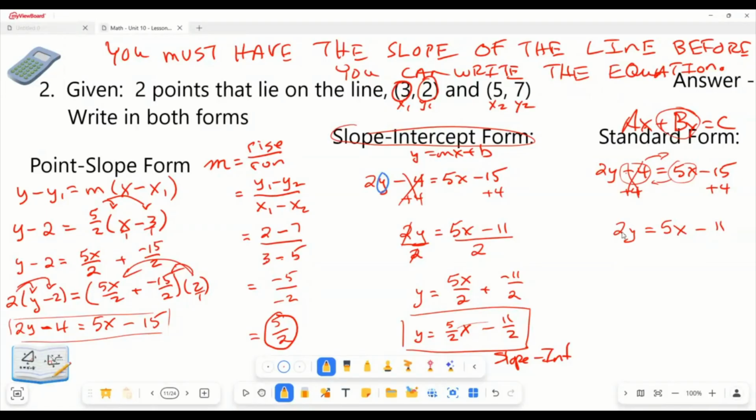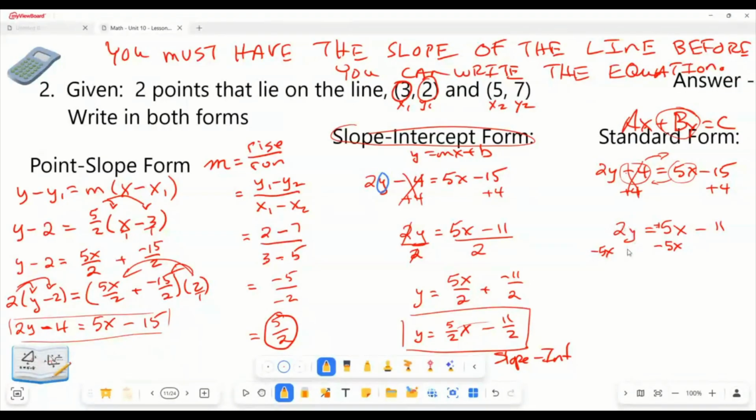Okay, so I'm getting closer. Now, if this 5x could be over here, we'd be even closer. That 5x is being added. We need to get rid of it. 5x is being added to -11. We're going to undo it by subtracting 5x.